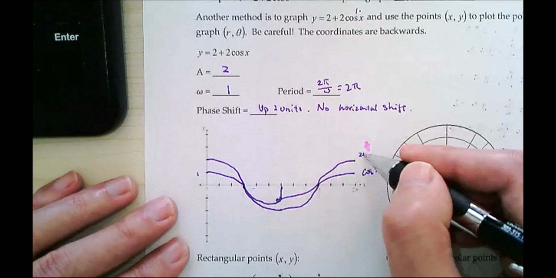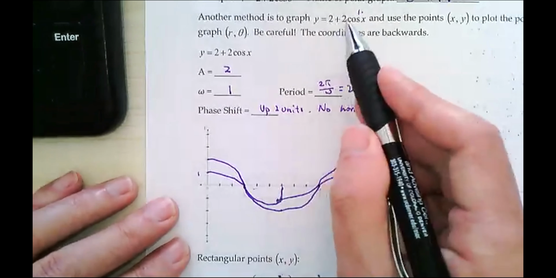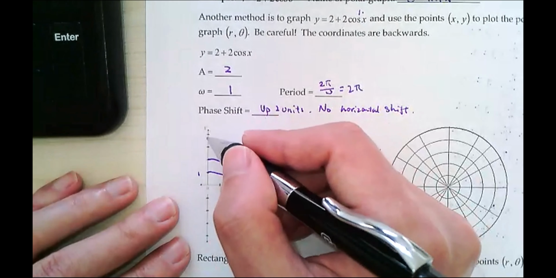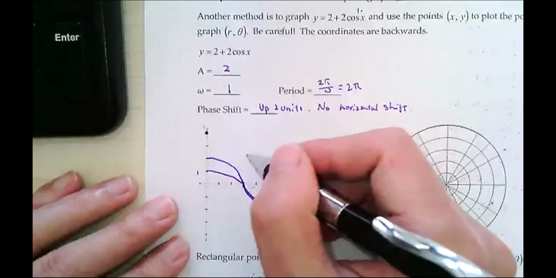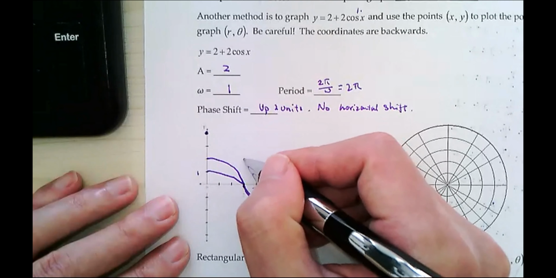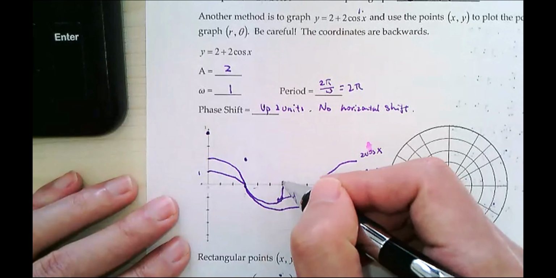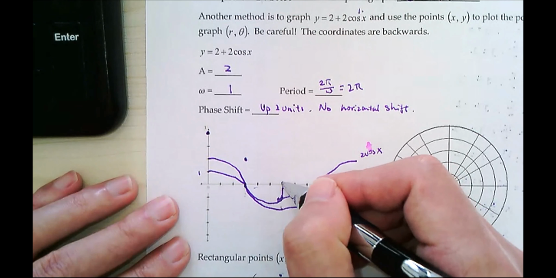So this is 2 times cosine x. How about 2 plus 2 cosine x? So everything moves up 2 units. This point is still here. When it reaches 0, it turns up, it reaches here. When it reaches negative 2, it actually reaches here.